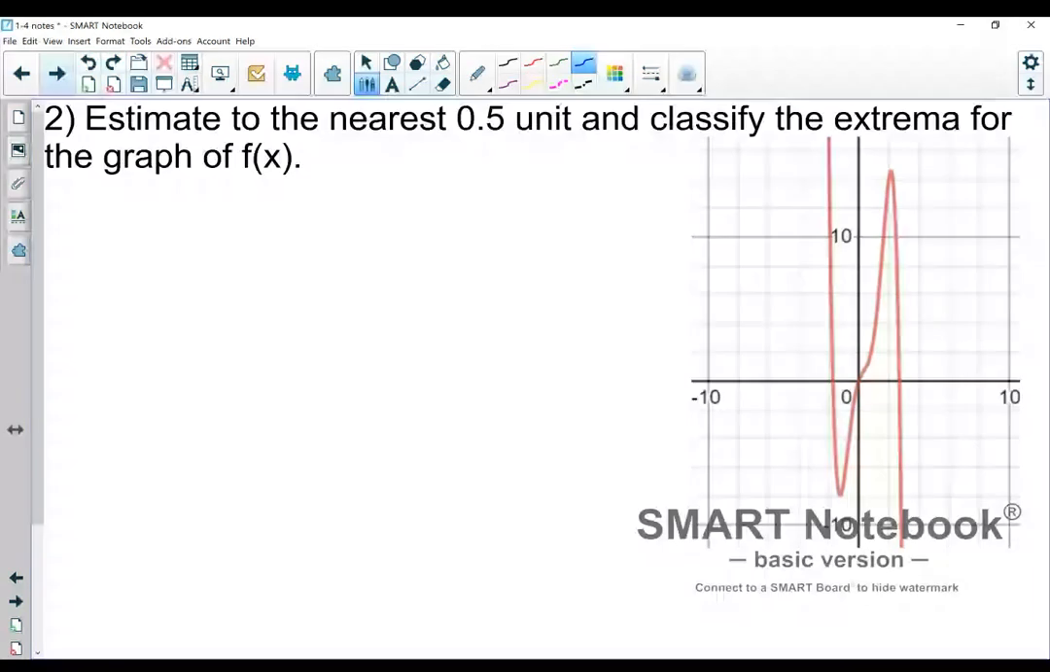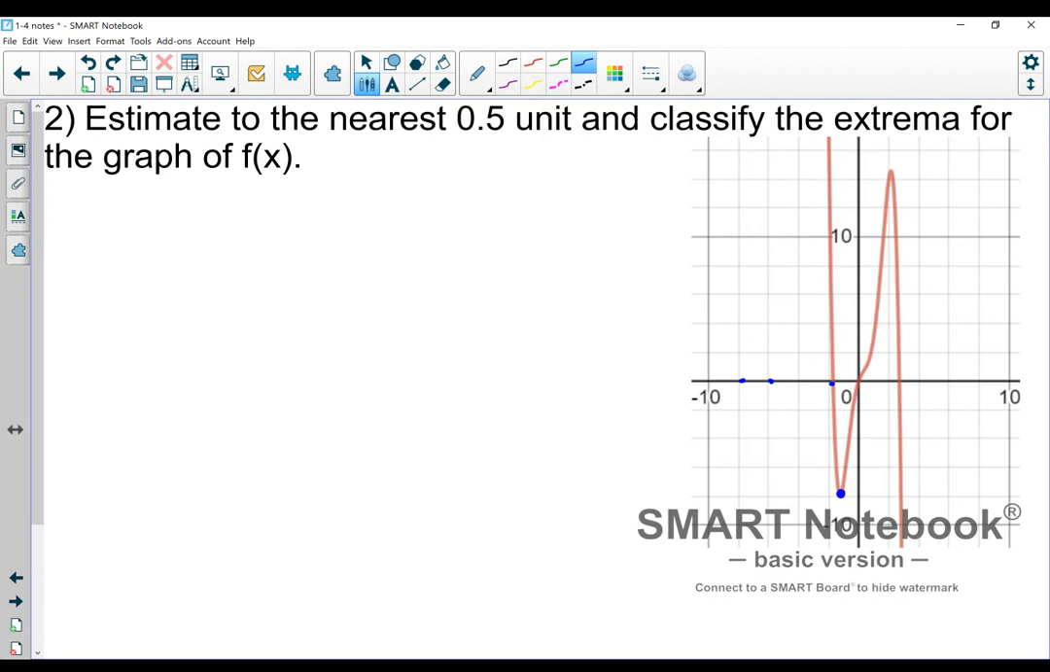So sometimes we'll be asked to estimate maximums or minimums and then classify them as well. So I see a minimum right here on my graph. And if I'm trying to estimate it, I need to figure out the scale. Let's see, this is 10, so I must be going up by 2s: 2, 4, 6, 8, 10. And it's maybe a little bit more than halfway between 0 and -2. So I'm going to call it -1.5.